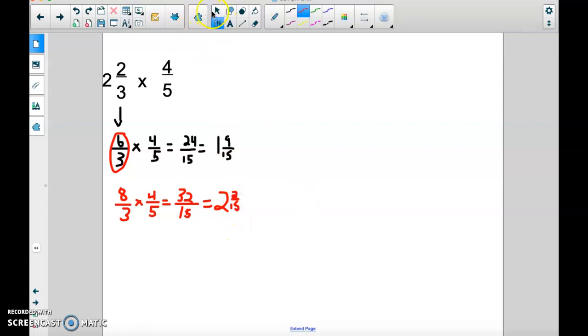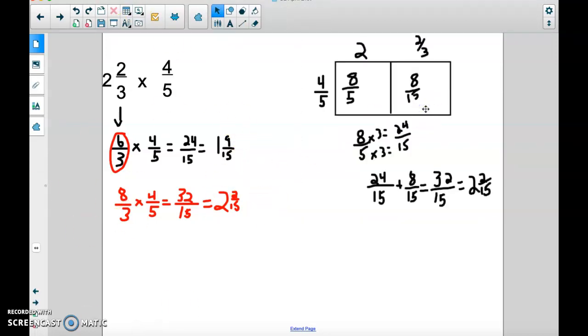Okay, so I'm not going to go through every strategy because I want to keep this video short. I want you guys to get on to your activities for today. So that's one strategy, right? This is another strategy you could use, the box. Here I've done it all, but just going through it real quick, 4/5 times 2 is 8/5. 4/5 times 2/3 is 8/15.